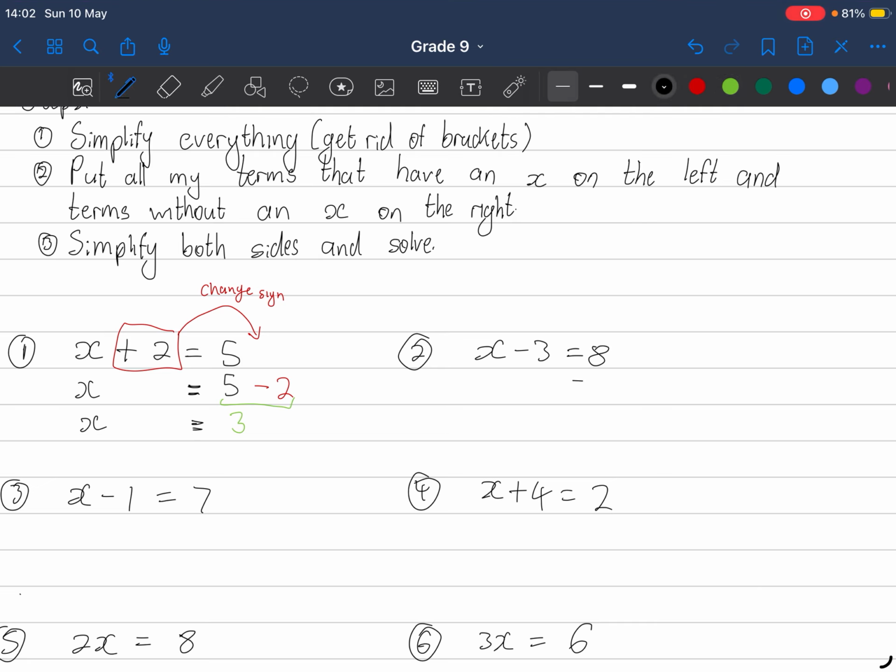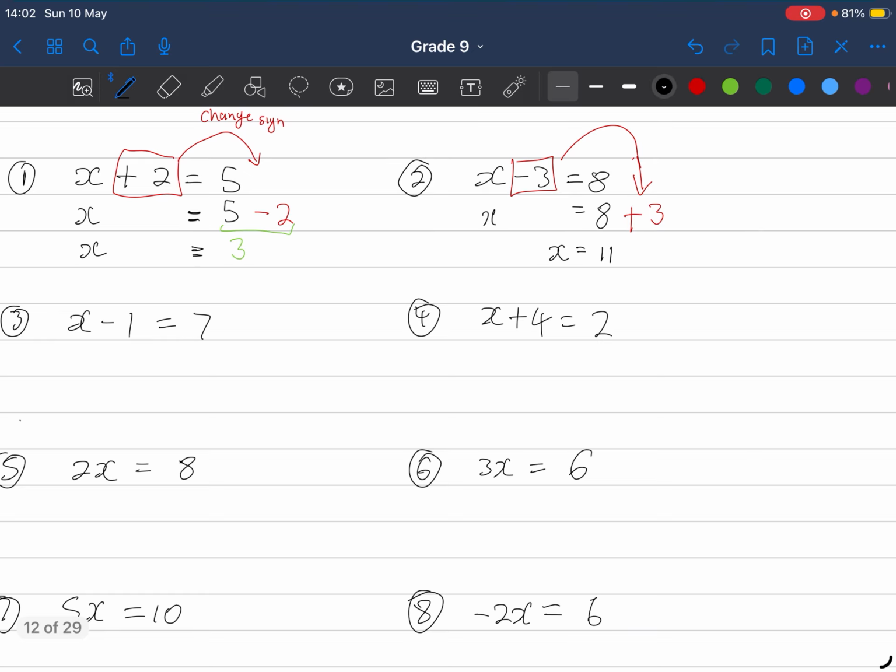Same concept. Equals sign underneath it. Anomaly identified. X brought down, 8 brought down. Move it across. What do we do, guys? When you move a term across the equals sign, yes, you change the sign. So x equals 8 plus 3, which is going to give me 11. There you go. Again, equals sign. Let's bring the 7 down.